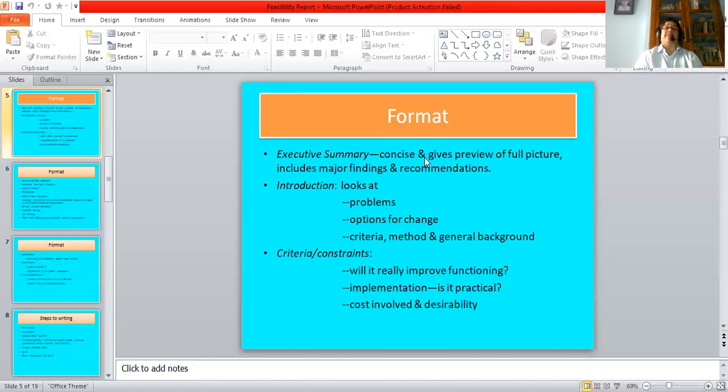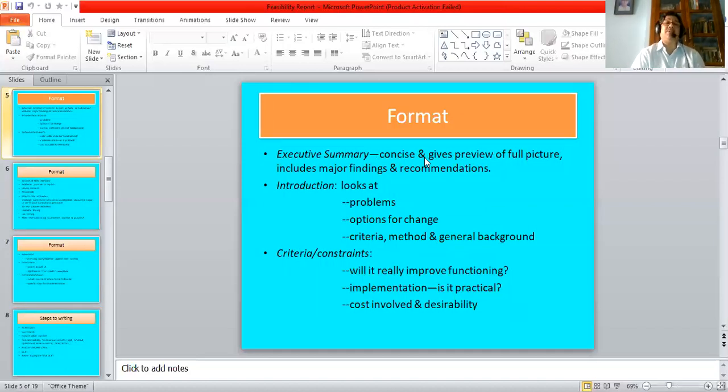So first there's an executive summary, which is concise and gives us a preview of the full picture involved, and also includes some of the major findings and recommendations. So it is all given in the form of a brief synopsis in the report.